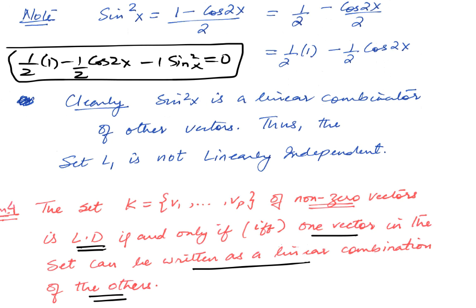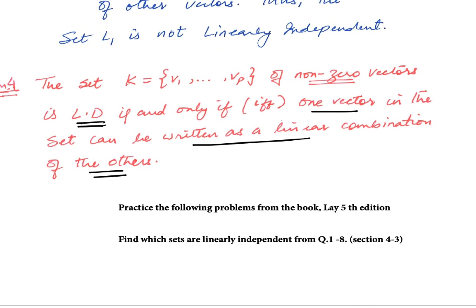Okay, so now I would like you guys to do the following problems from the book. These are questions 1 to 8 in section 4.3. I would like you to find out which of the sets are linearly independent.